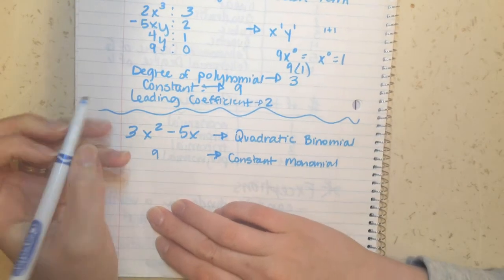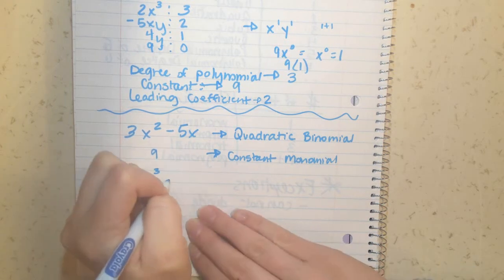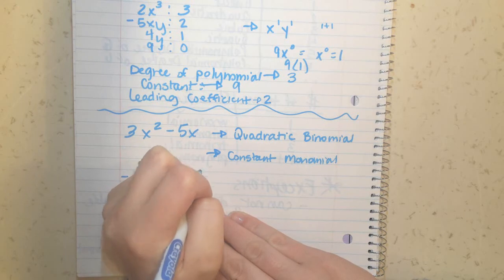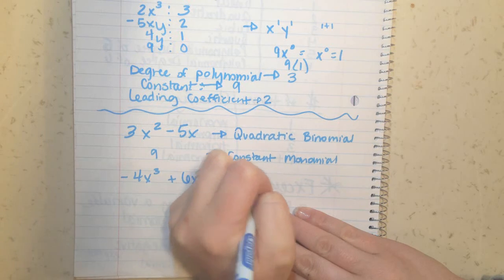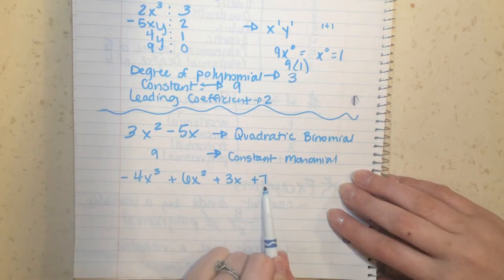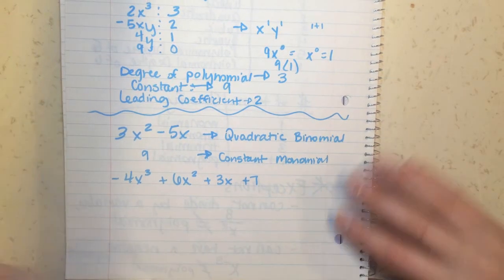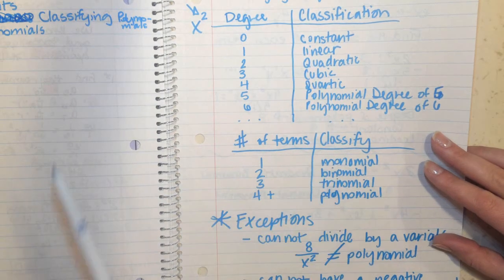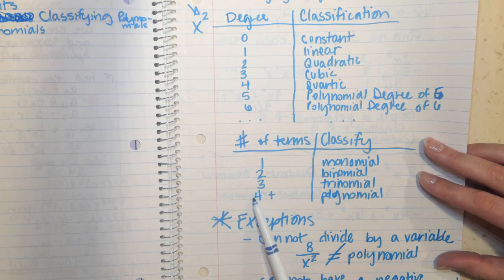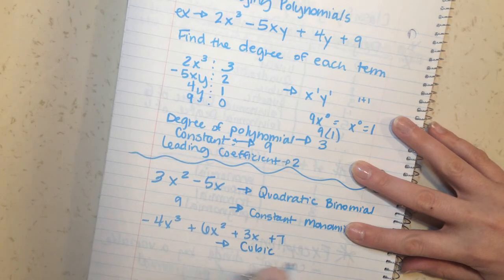We start getting a little bit more complex as life goes on. Negative 4x to the third plus 6x squared plus 3x plus 7. Well, I have 1, 2, 3, 4 terms, and my highest degree is 3. So that would be a third degree, cubic. 4 terms, it is a polynomial. So we are going to call this one a cubic polynomial.